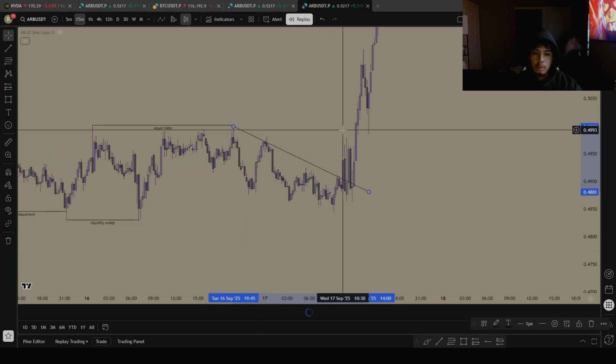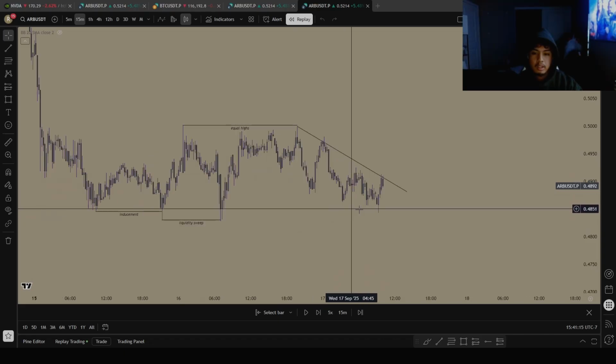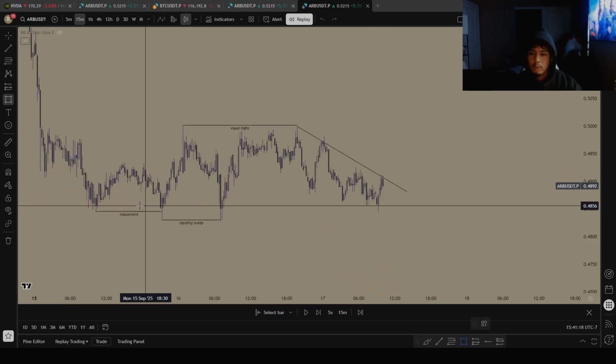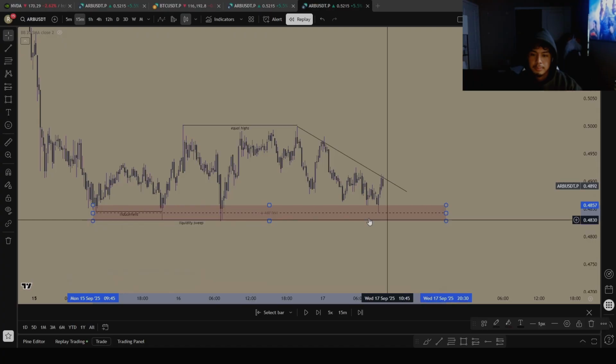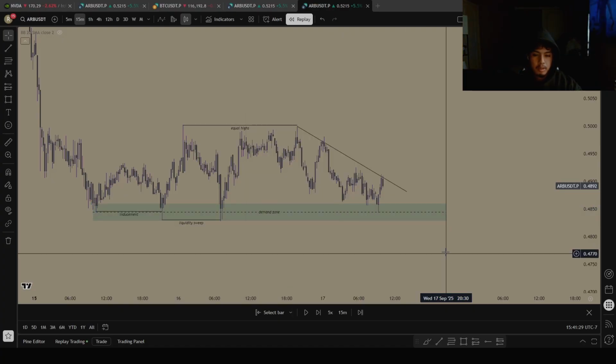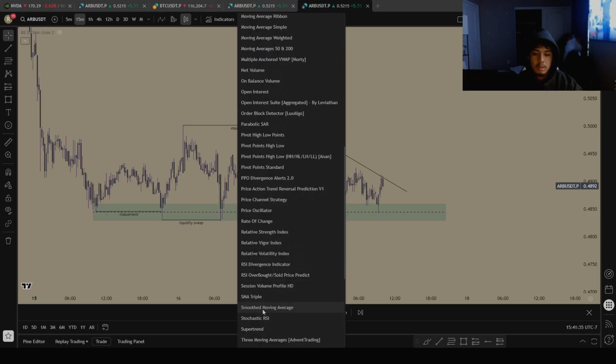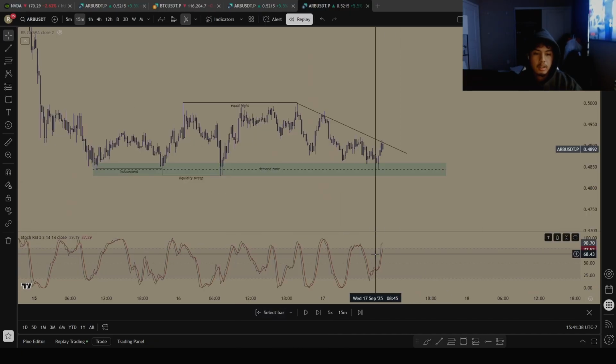So what would I do? Depending on where you are in time, I would consider taking a trade somewhere here. What I would do is draw this as my demand zone, right? Because it looks like price is ranging, so this becomes your demand zone, okay? And then if I see the RSI is oversold, I will take a trade here. Okay, let me open up my RSI, and okay, right here.